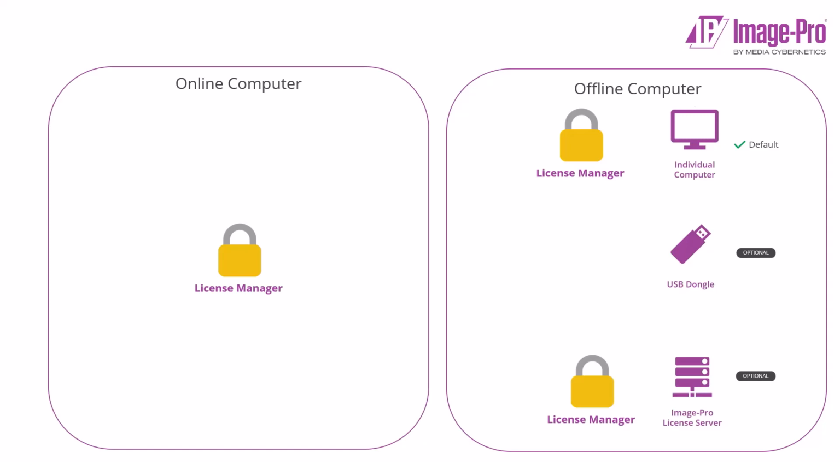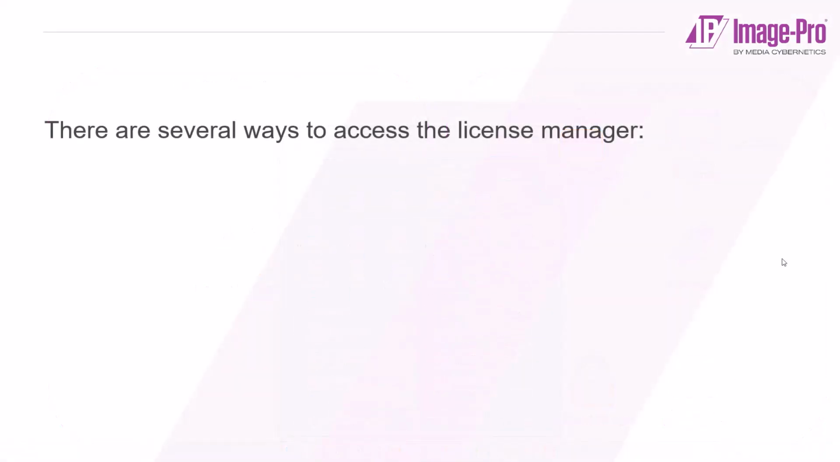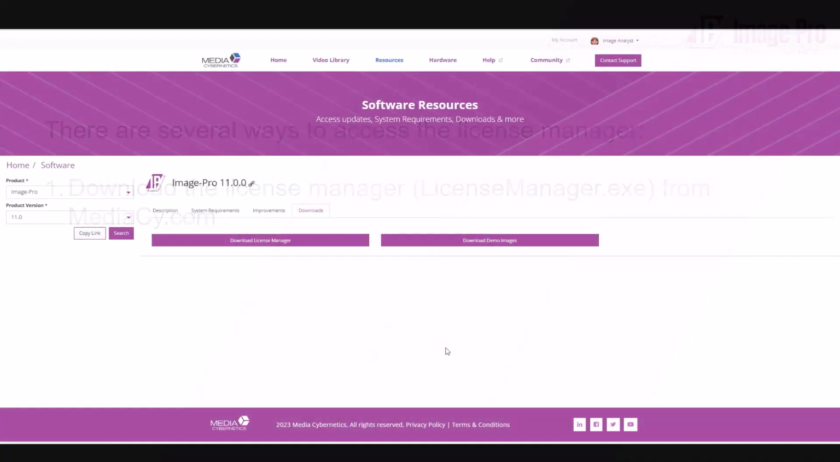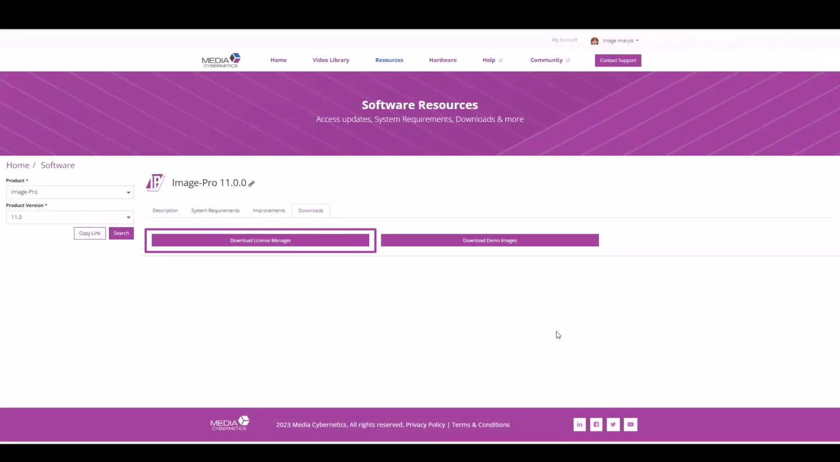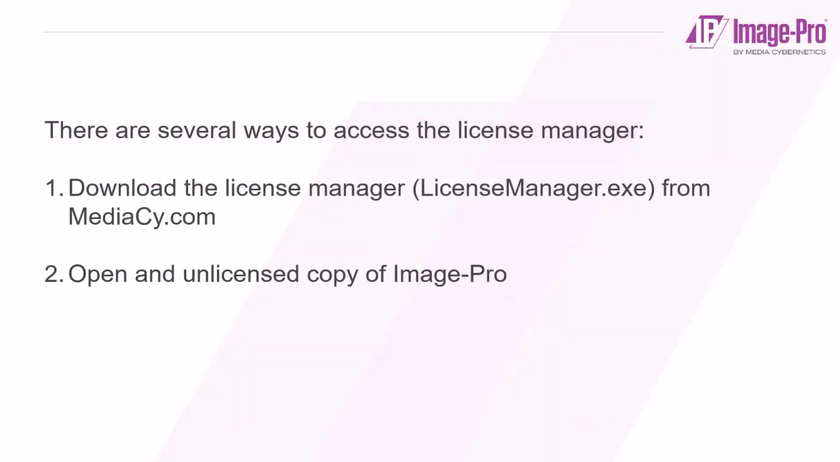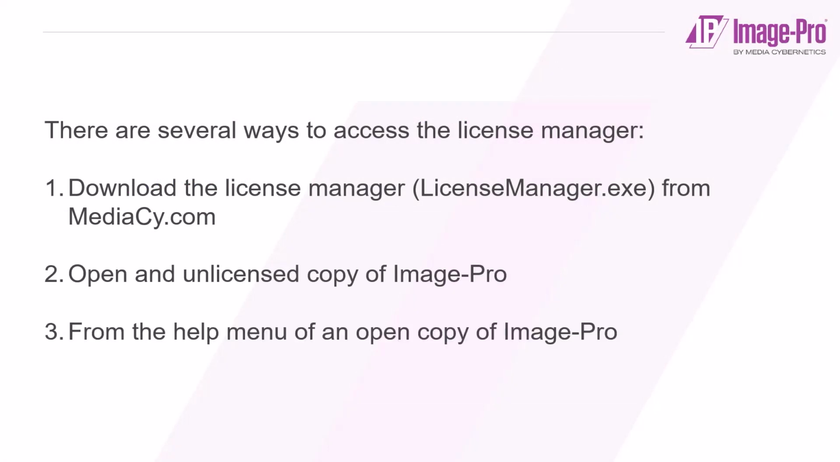There are several ways to access the license manager. You can download it from the resources page of mediasci.com. You can open an unlicensed version of ImagePro. The license manager opens automatically. Or you can open the license manager from the ImagePro help menu.